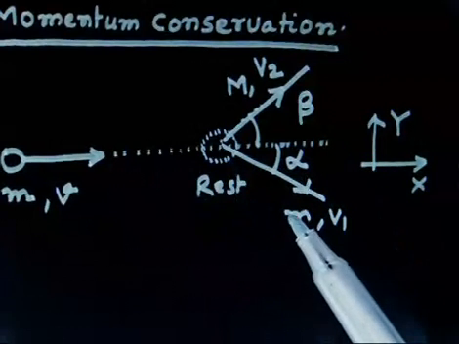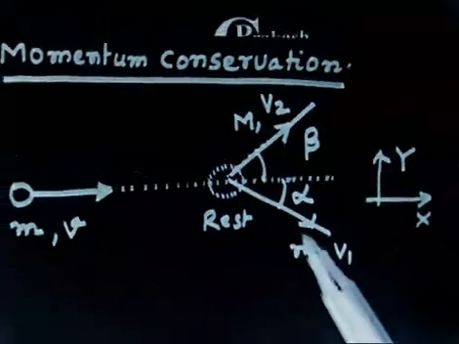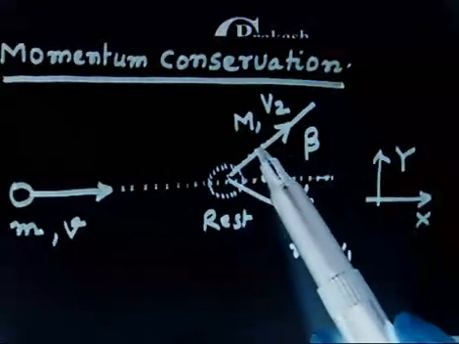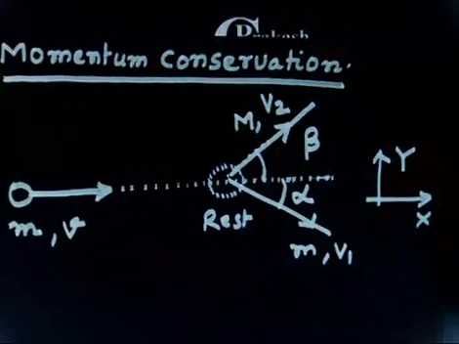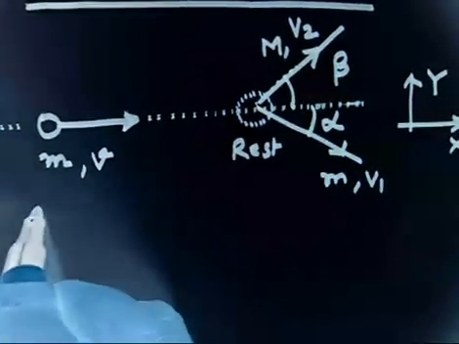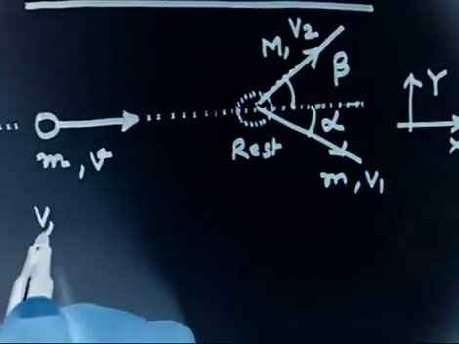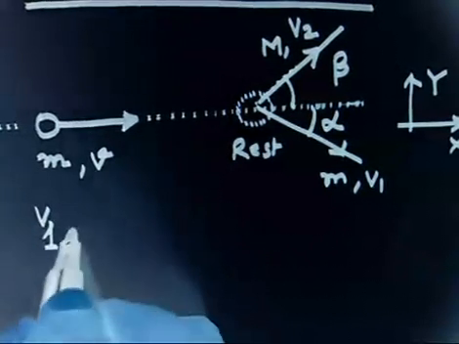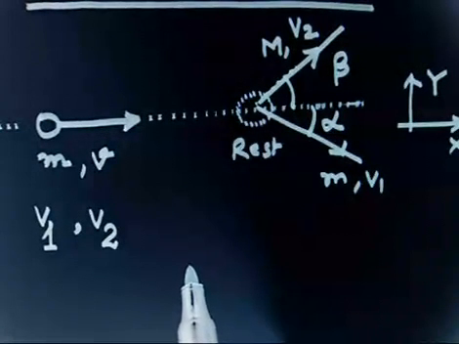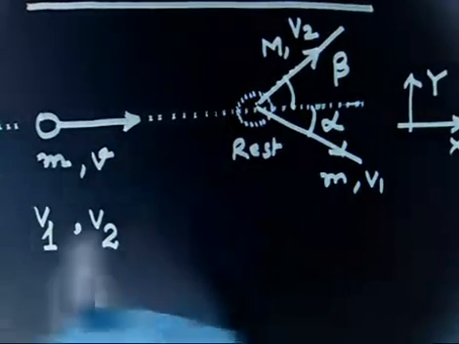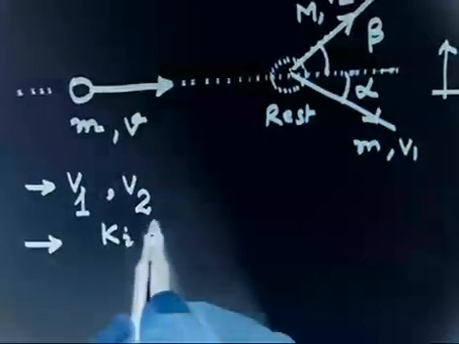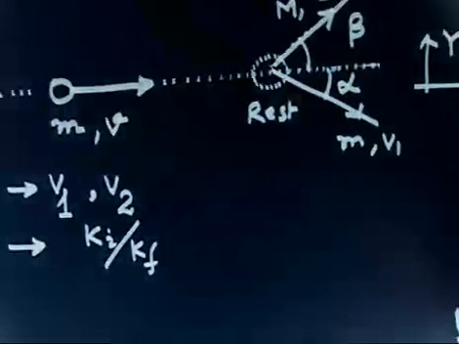After the collision, M moves in a direction which makes an angle beta to the original direction. Now this is moving in this direction, that makes angle beta with the original direction. Calculate the velocities v1 and v2 of m and M respectively. And also, what is the ratio between initial and final kinetic energy? Another thing we have to calculate is initial kinetic energy divided by final kinetic energy.